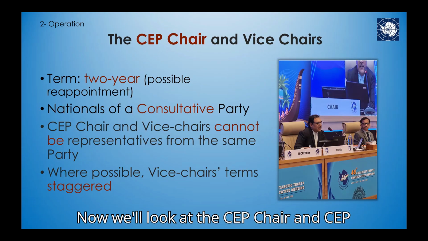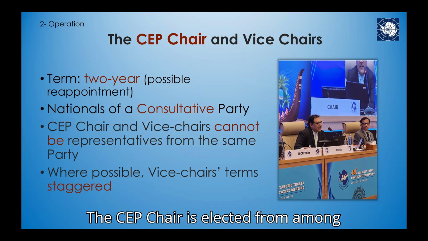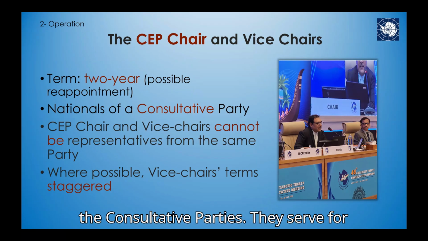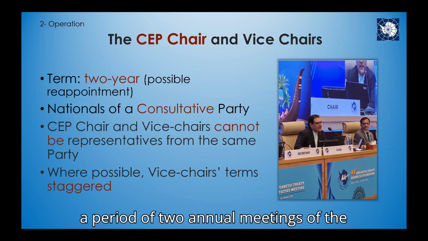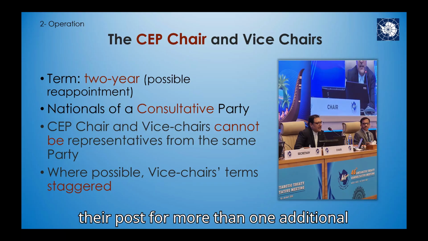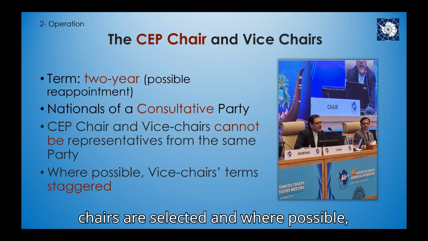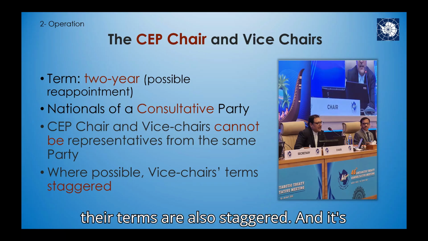Now we'll look at the CEP chair and CEP vice chairs. The CEP chair is elected from among the consultative parties. They serve for a period of 2 annual meetings of the committee, and they cannot be re-elected to their post for more than 1 additional 2-meeting term. In addition, 2 vice chairs are selected, and where possible, their terms are also staggered.